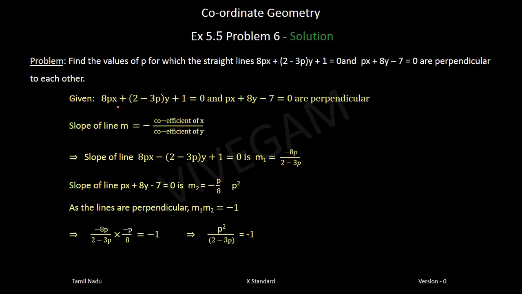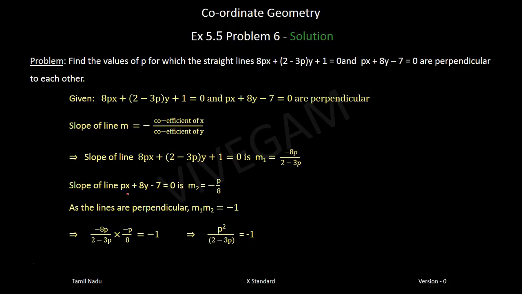Here is the solution. The two equations are given: 8px plus (2 minus 3p)y plus 1 equal to 0 and px plus 8y minus 7 equal to 0. And the lines are perpendicular. The slope of the line is given by this formula. So let's find the slope of this line. The slope is minus the coefficient of x, that is minus 8p, divided by the coefficient of y, that is 2 minus 3p. So it is minus 8p divided by 2 minus 3p.